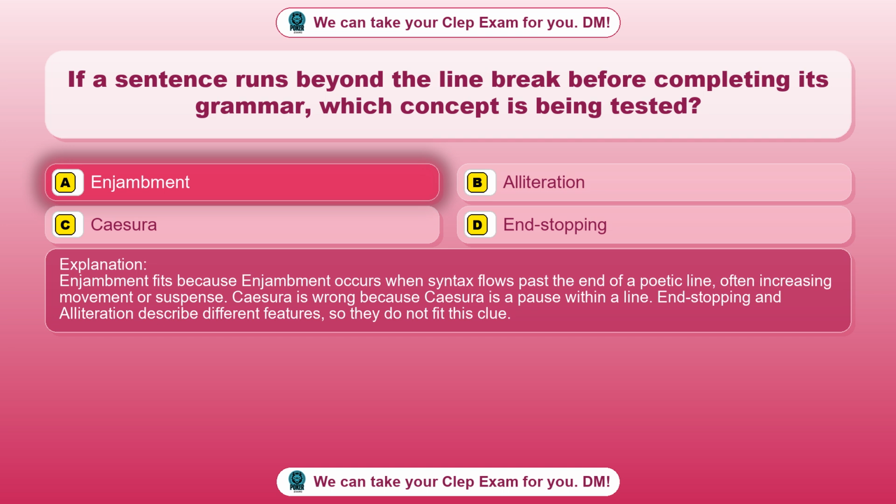Caesura is wrong because caesura is a pause within a line. End stopping and alliteration describe different features, so they do not fit this clue.